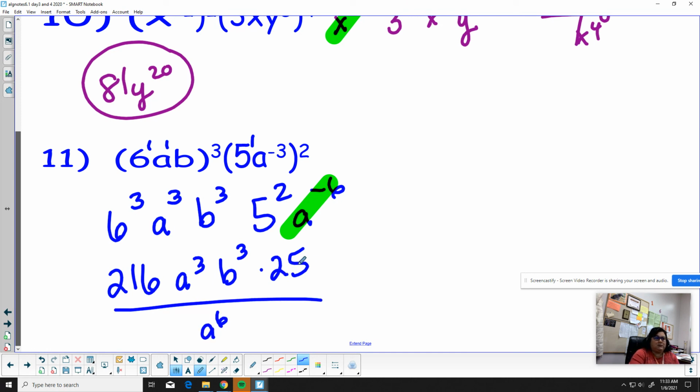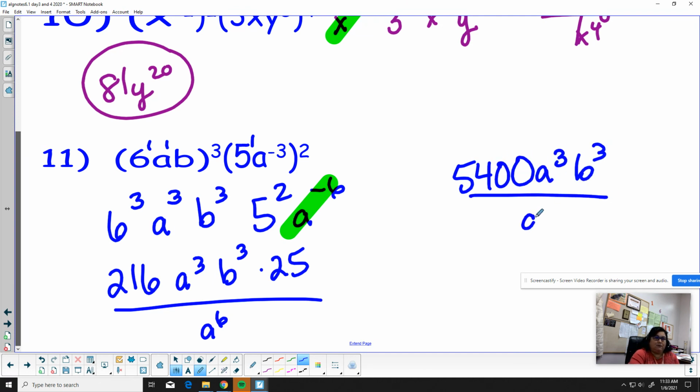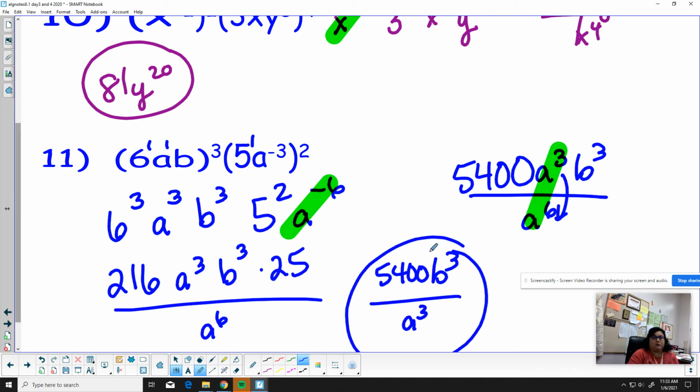So we need to know what 216 times 25 is, because I don't know. Let's see. It's 5,400, and it's in the numerator. And then a to the third, b to the third over a to the 6. Well, these two can be divided because you've got an a on the top and an a on the bottom. There's more on the bottom, so I'm going to do my subtraction of exponents down on the bottom. So 5,400, b to the third over a to the third. That's my answer. That was a hard one.